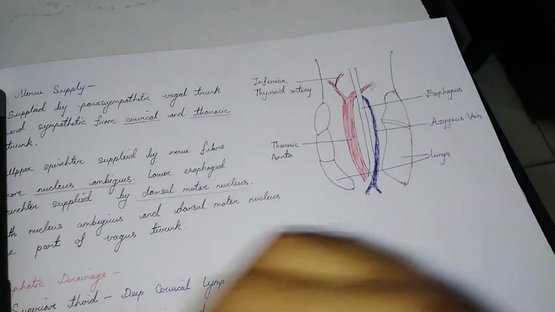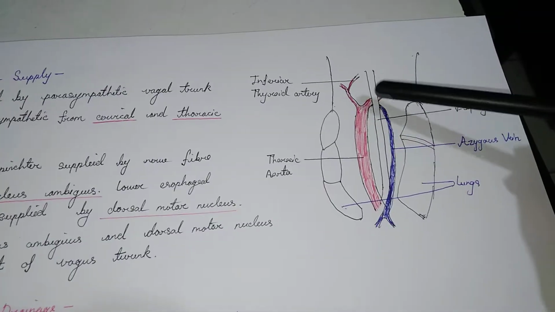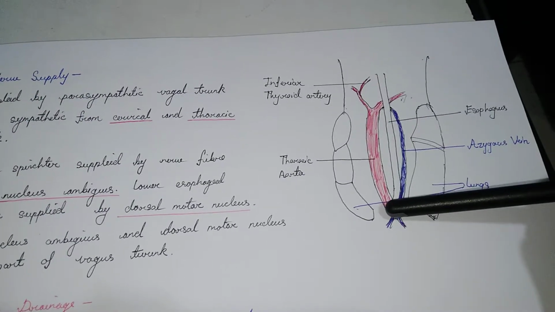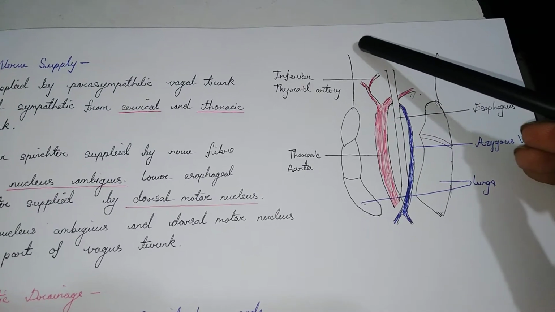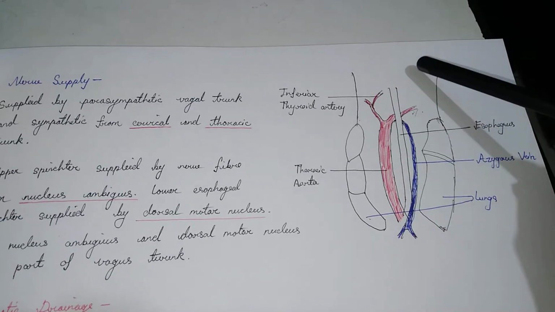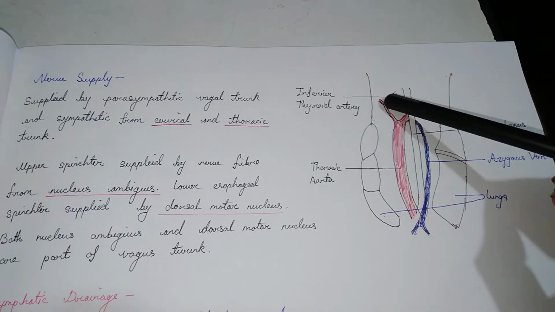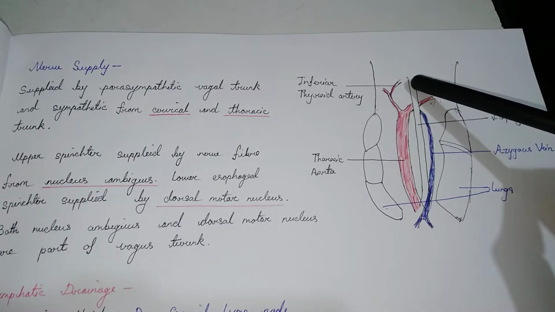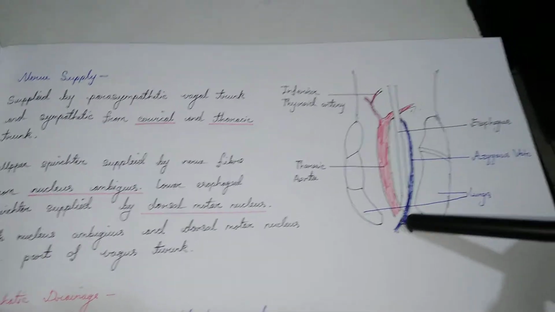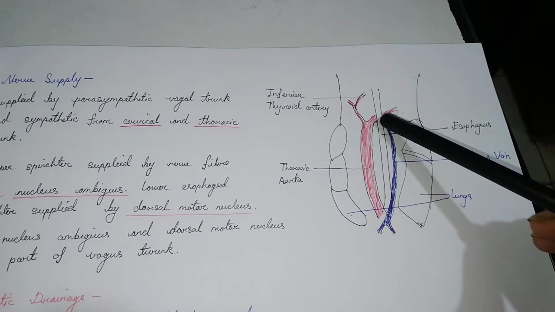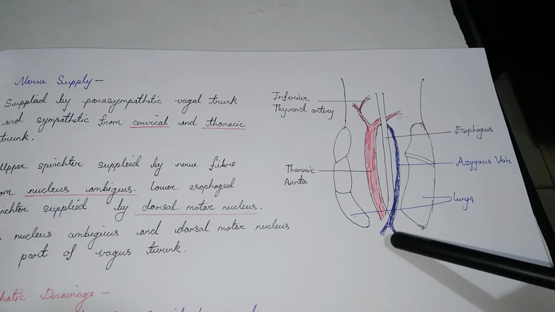Let's take a view on this picture. These are both the lungs. This one is the esophagus. This is the thoracic aorta, and this is the inferior thyroid artery, and here the thyroid gland is usually present. I'm not drawing the thyroid gland, but this thoracic aorta and the inferior thyroid artery are the major blood supply to the thoracic part of the esophagus, and the venous drainage is through the azygos vein. This is the azygos vein drawn in blue. This is the venous drainage, meaning it carries the deoxygenated blood from the esophagus.